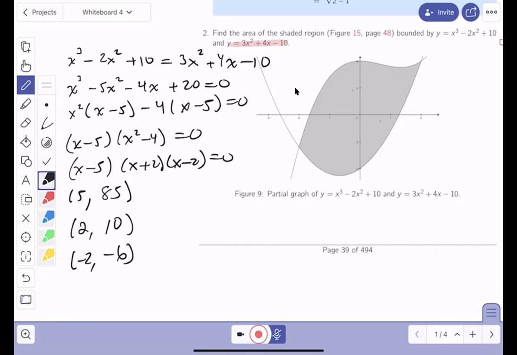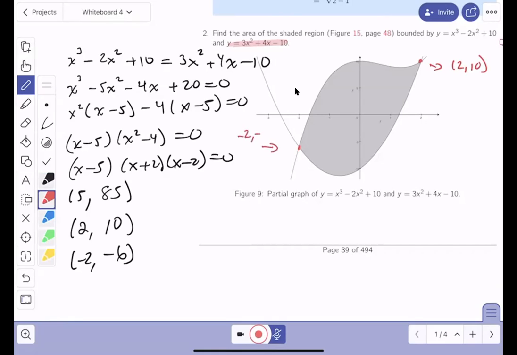Now, by the way, mistakes do happen, but I want to go over to the graph and I want to see if I see these points of intersection. Do I see the point 2, 10? It's right over here. Do I see the point minus 2, minus 6? That's right over here.